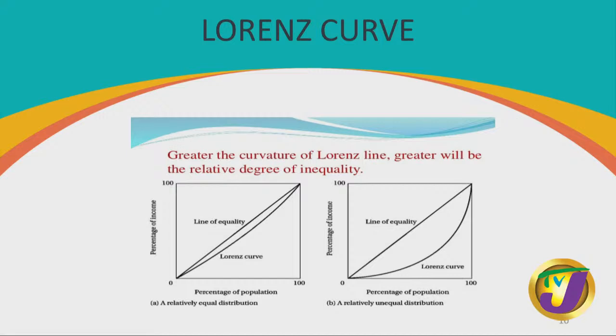Now, the greater the curvature of the Lorenz line, the greater the relative degree of inequality. So if you look at this first diagram here, in terms of where the Lorenz curve is to the line of equality, and if we look at this one here, panel B, line of equality and where the Lorenz curve falls, we can see quickly that panel B is showing that the degree of inequality is greater for this particular country than this country.